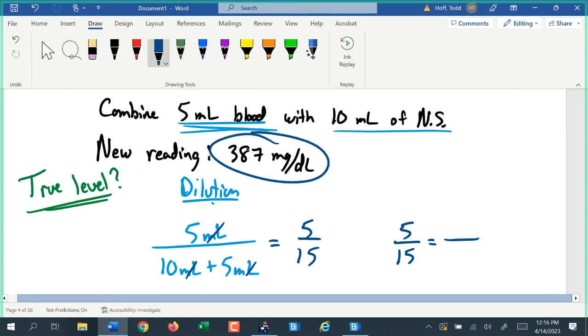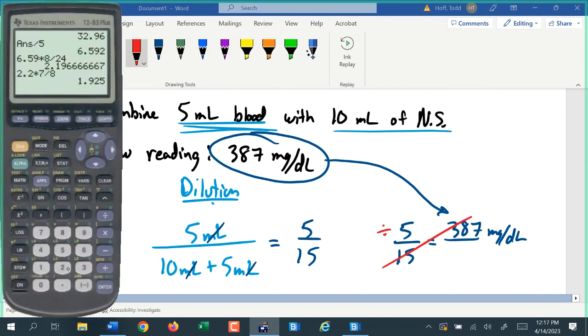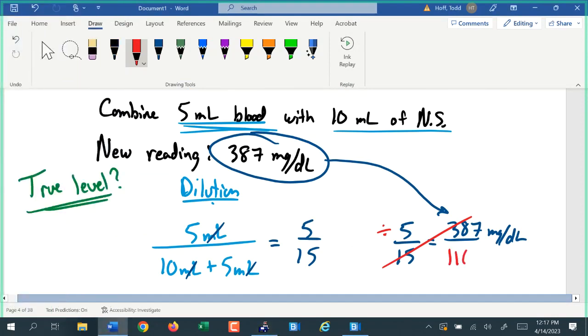So the meter reading here is going to be smaller than the true reading because we diluted the blood. So the meter reading always goes on top here, with the smaller number of the dilution. This is 387 milligrams per deciliter. Cross multiply and divide. So 387 milligrams per deciliter times 15 divided by 5 gives us 1,161 milligrams per deciliter. So that is the true reading for that patient, the true level in the blood.